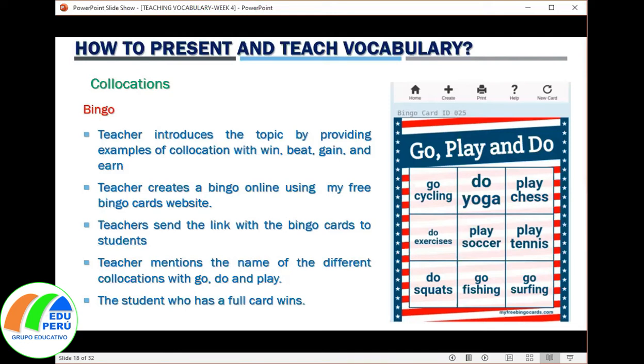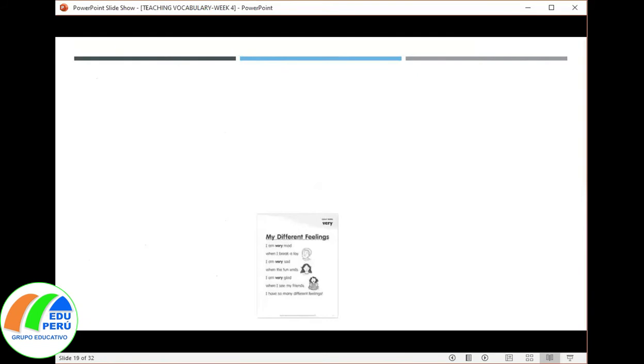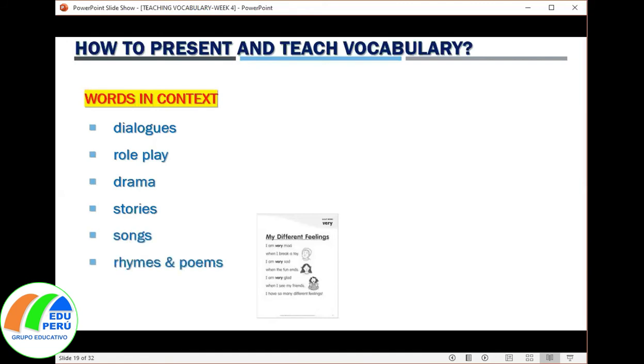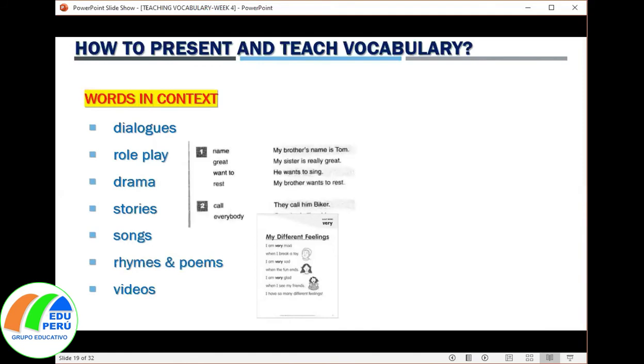Then I'm going to show you the web page. The other part is to use words in context. All right, we are going to use the words in context using dialogues, role plays, drama, stories, songs, rhymes, poems, and also videos. For example, here you have one.